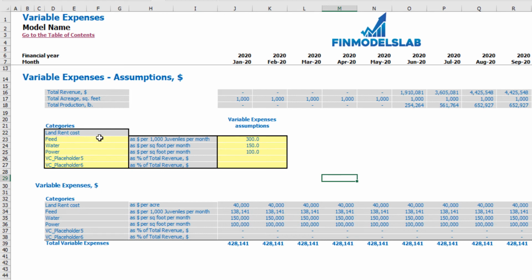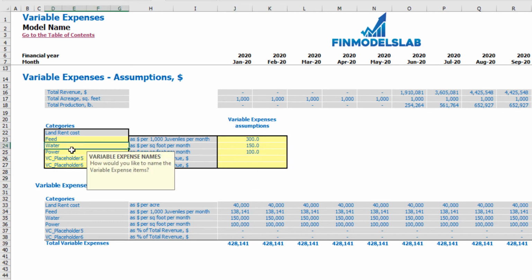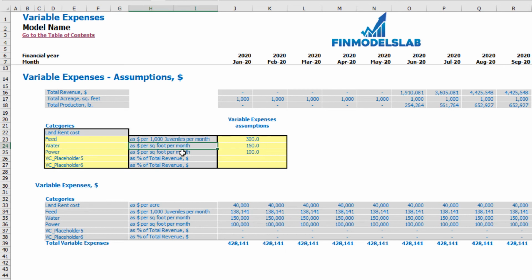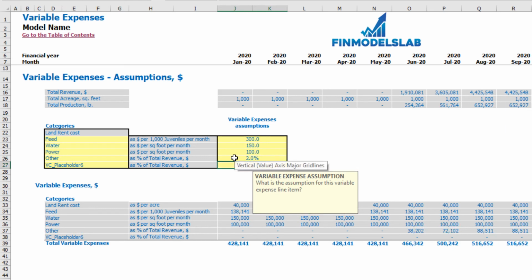For example, feed can be calculated as dollars per 1,000 juveniles per month, which is $300. Water and power can be calculated as dollar per square foot per month, and you have 2 options to calculate variable expense as a percentage of total revenue. For example, other can be calculated as 2% of your revenue.